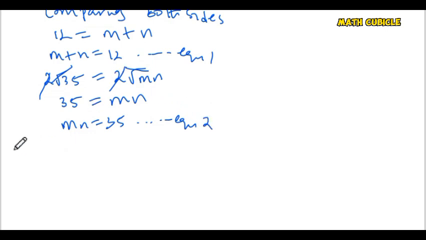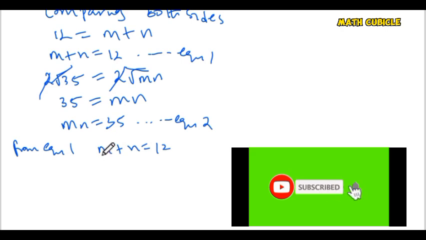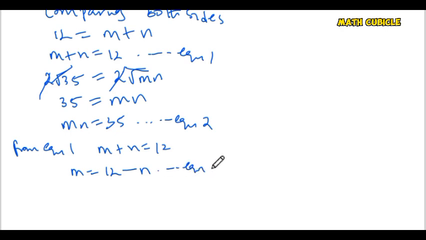Now from equation 1, m plus n is equal to 12. So let's make m the subject. So m is equal to 12 minus n. Let's call this equation 3 because we still need it. Now we substitute m is equal to 12 minus n into equation 2.